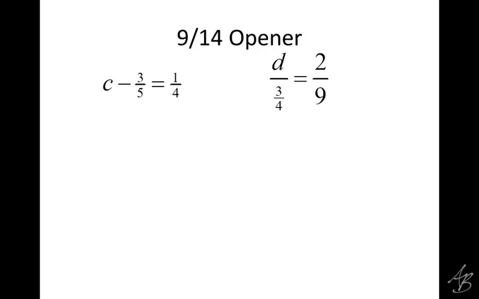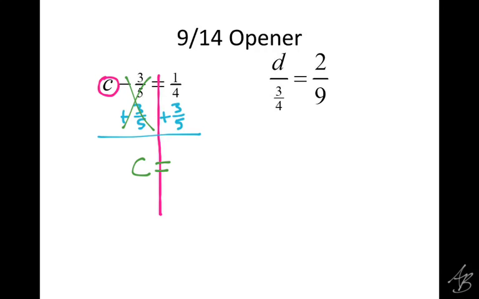Next one, we want to get the c by itself, so I'll circle that, draw my line of equality, and what do I need to do, or what do I need to get rid of to get the c by itself? Yeah, we need to get rid of the 3/5, so we'll do that by adding 3/5. So we add 3/5 over here, add 3/5 over here, and on the left side, those 3/5 cancel each other out, that leaves c. On the right side, what are we going to need to do?